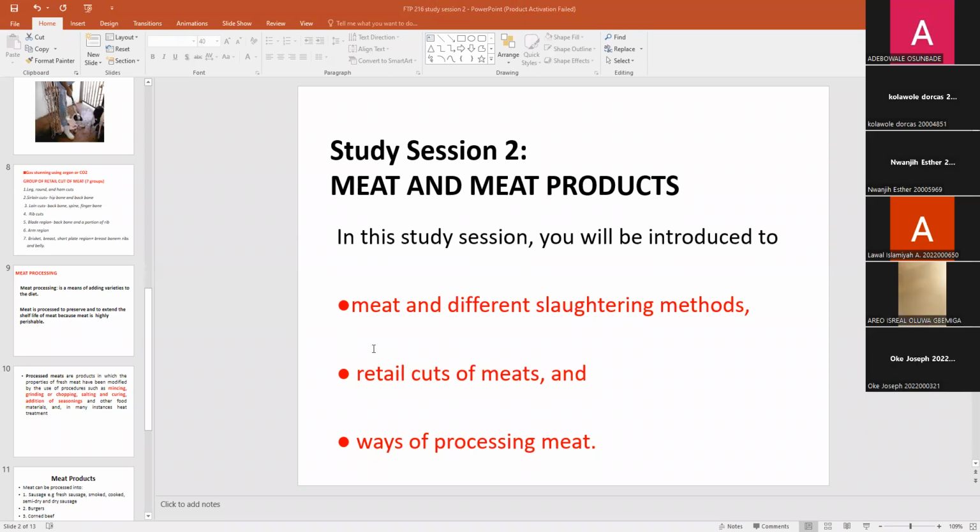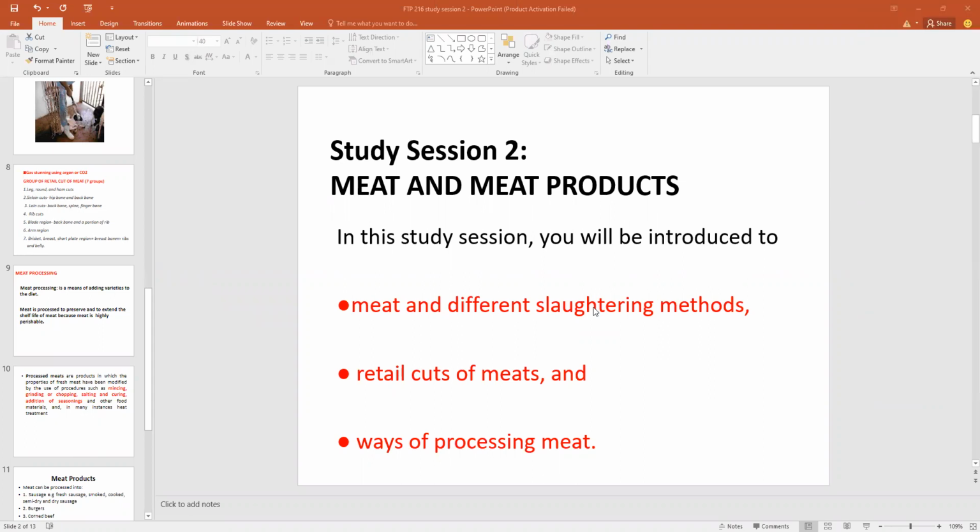Class rep, can you contribute? My class rep, are you there? It's not here, sir. Okay, I'm seeing Esther Iwaji. Esther, can you contribute? What do you learn from this study so far? Esther Iwaji, I'm talking to you. Unmute yourself. Sir. Unmute yourself. What do you learn so far? There is noise there. Let me check. What do you learn so far?